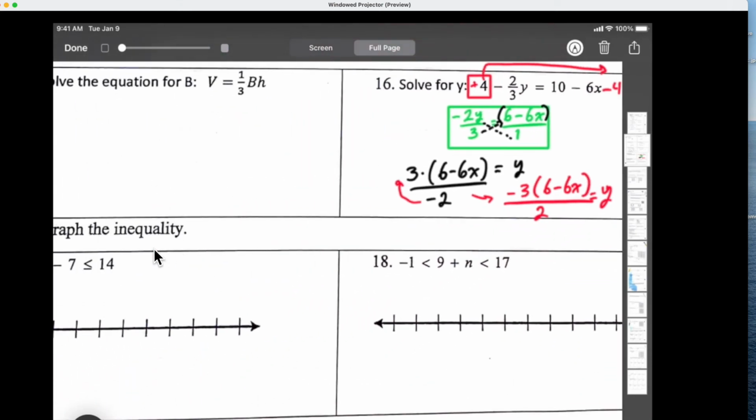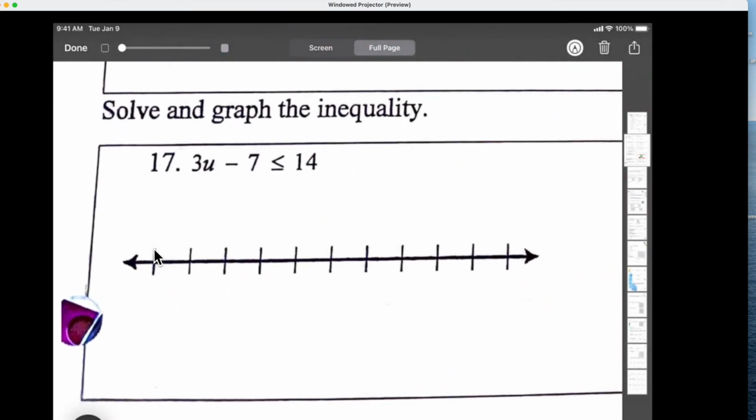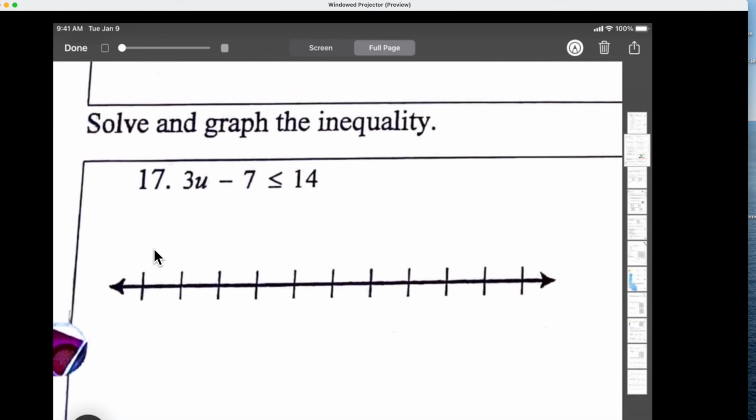Okay, let's move on now to the solving and graphing inequalities. Folks, the key to solving inequalities, when they say solve, that means they want this variable by itself. Inequality means we are not dealing with an equal sign. This is not an equal sign. It has an equal in it, but it's technically not an equal sign.